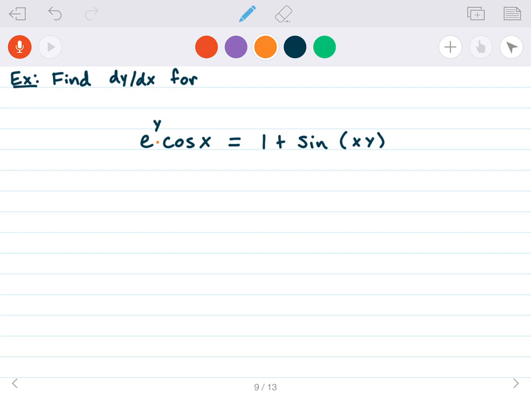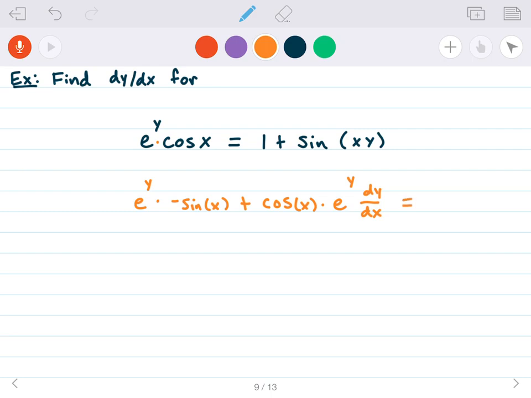All right, so the product rule says keep the first times the derivative of the second. The derivative of cosine is negative sine. Plus now you keep the second times the derivative of the first. Well, this derivative is in terms of y. So when I take the derivative of e to the y, which is just e to the y, I want to tack on a dy/dx. All right, so that's the left side.